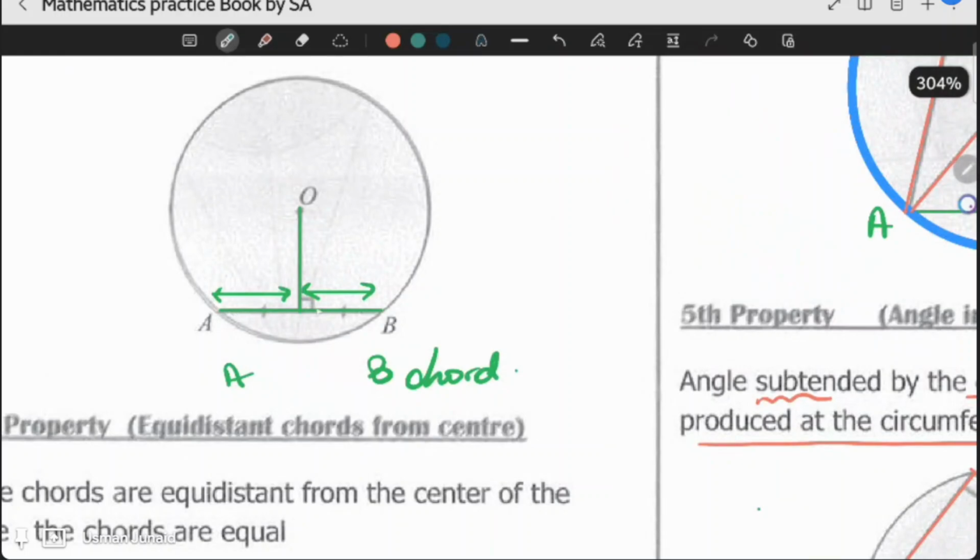So this line, the one that you see at the bottom, is what you call a chord. It is a line that hits both sides of the circumference, but it does not cross the center or the origin of a circle. If it crosses the center of a circle, it will be a diameter. Understand? Okay, sir.